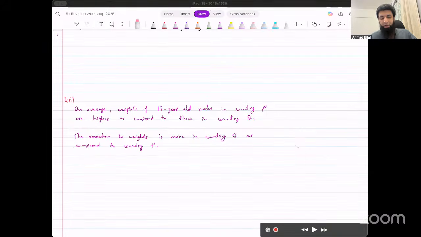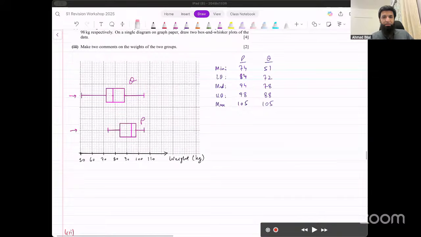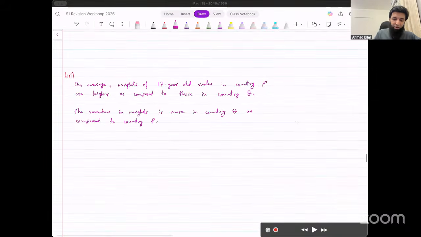Now you may have to make these comments based on a box and whisker plot, sometimes based on a cumulative frequency curve as well, or a stem and leaf diagram. Just keep this in mind. One comment on central tendency, the other comment on variation. These are the two comments that you make.